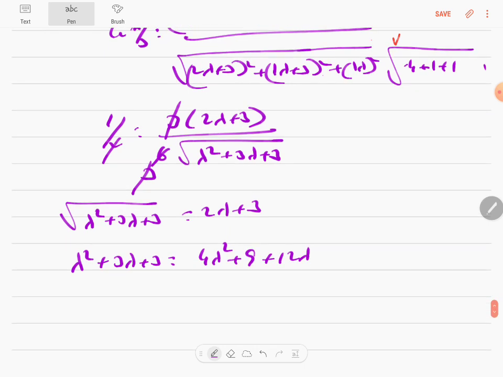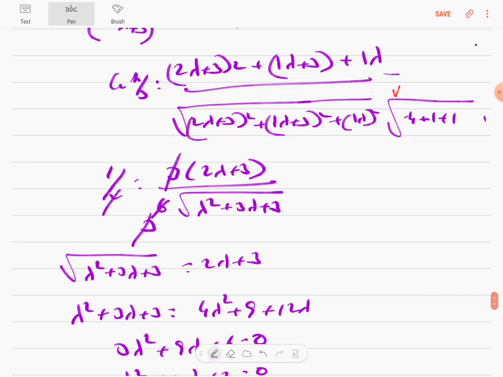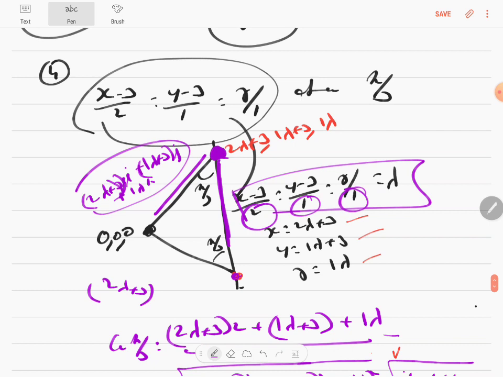So consolidate lambda square and everything. You get an equation 3 lambda square plus 9 lambda plus 6 is equal to 0. Cancelling entirely with the three, you get this to be the equation. Hence lambda will be minus 1 and minus 2. So lambda has two possibilities, minus 1 and minus 2. So putting these values of lambda here.